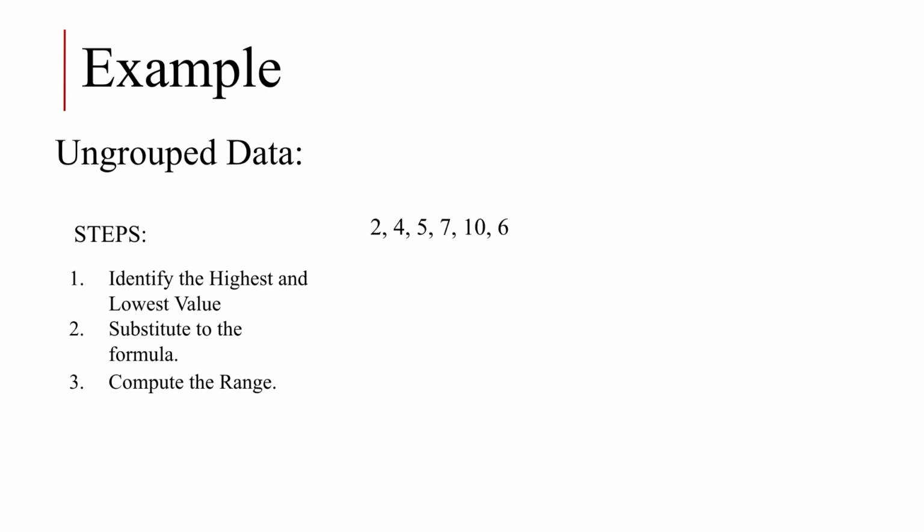Example: for ungrouped data, you need to identify the highest and the lowest value, substitute them to the formula, and compute the range. So these are the values: 2, 4, 5, 7, 10, and 6. What is the lowest value? It is 2. And the highest value is 10. Therefore, we substitute to the formula, which is R equals HV minus LV. So that is 10 minus 2, which is equal to 8.